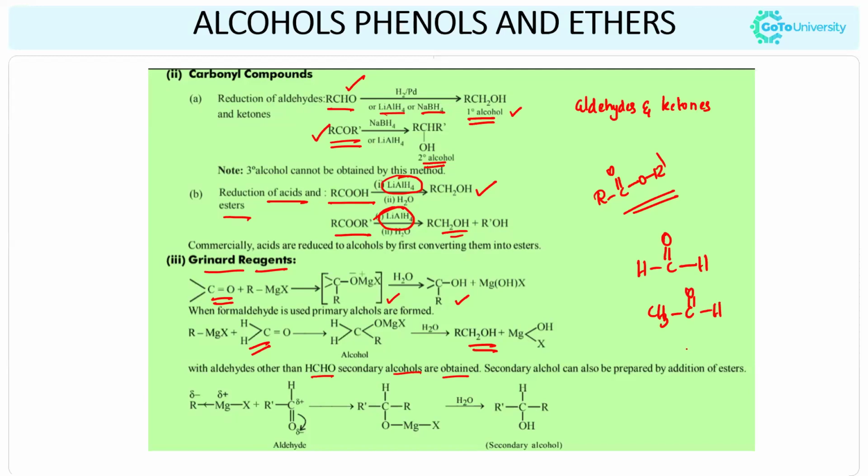if you are taking the other aldehydes such as ethanal, propanal, or anything else, you will get a secondary alcohol. So from formaldehyde, you will get a primary alcohol. From other aldehydes, you will get a secondary alcohol. So this is also important. Okay.